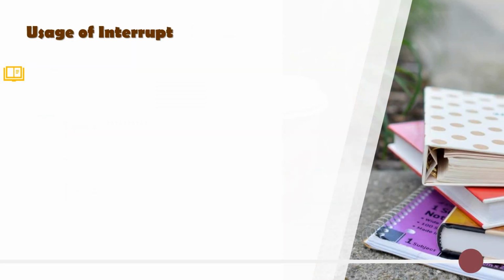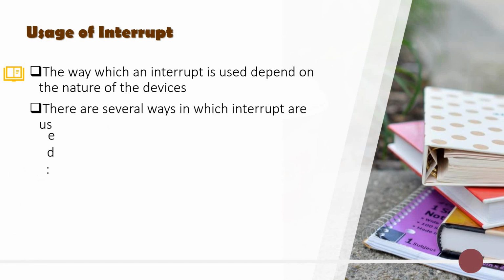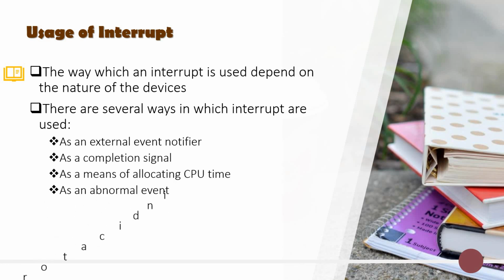Usage of interrupt. The way in which an interrupt is used depends on the nature of the devices. There are several ways in which interrupts are used: as an external event notifier, as a completion signal, as a means of allocating CPU time, and as an abnormal event indicator.